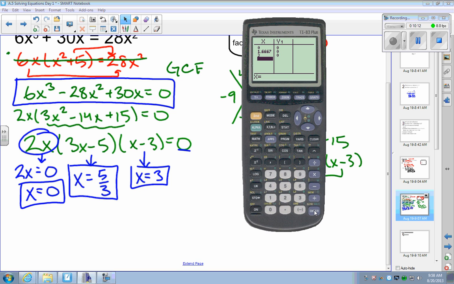Now, sometimes, eventually, we'll get into stuff where you pull out the GCF like we did here with the 2, and maybe this in here doesn't factor, so maybe you have to do quadratic formula off of there.